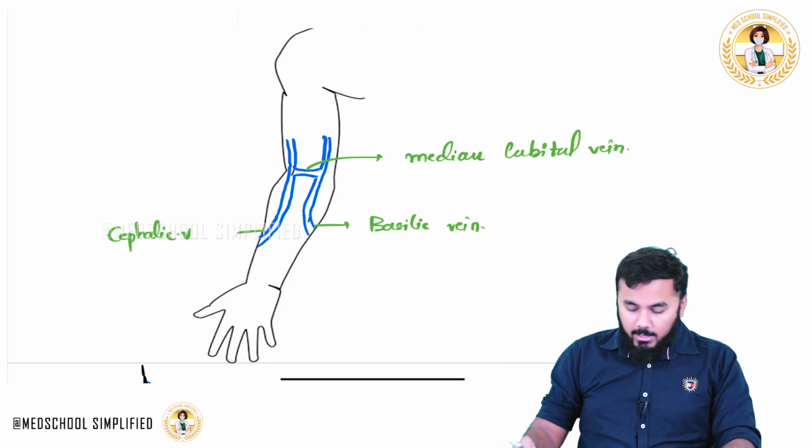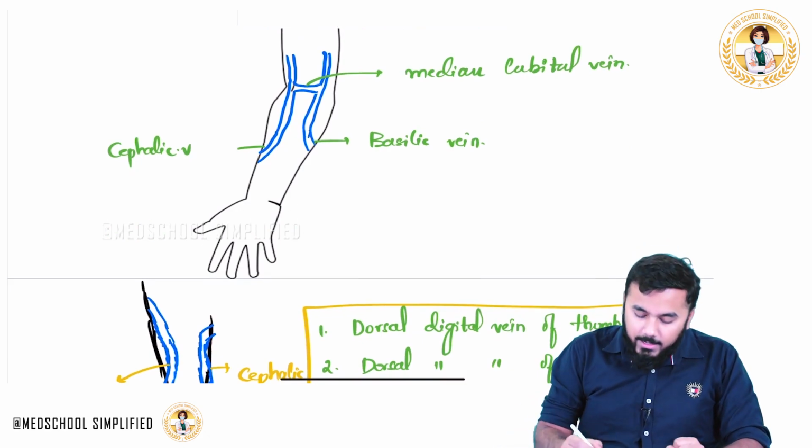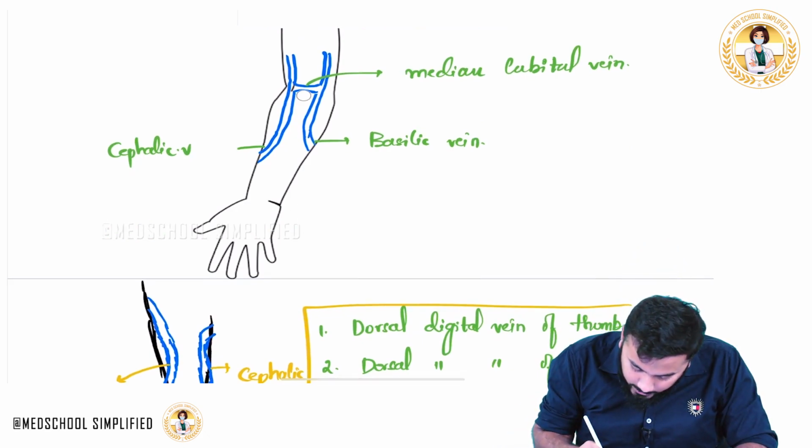Median cubital vein. Now from this median cubital vein, there is a small vein that is coming down. From this median cubital vein, you see a small vein that is coming down like this.